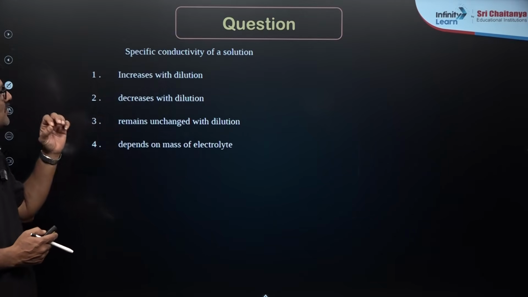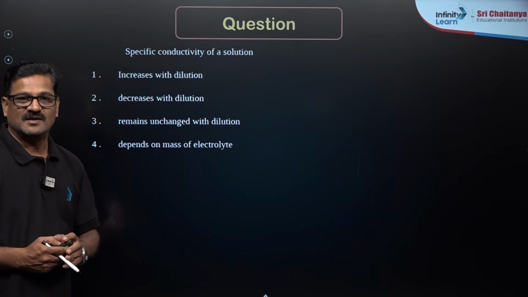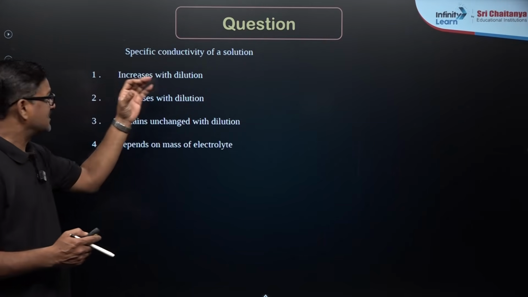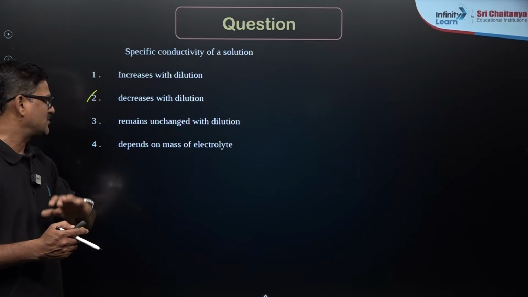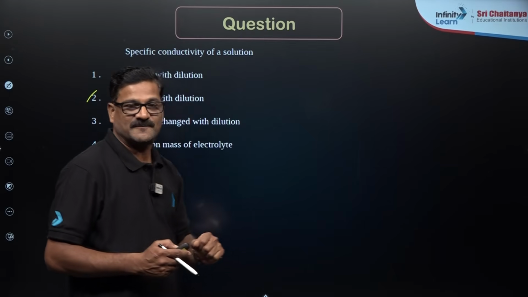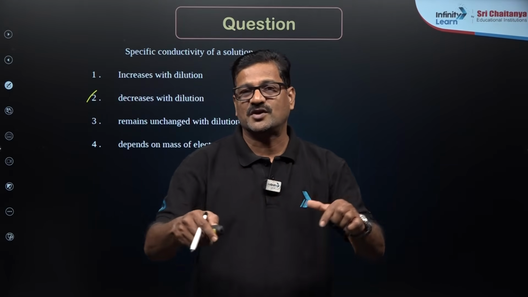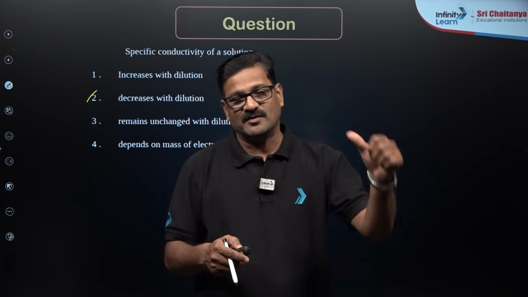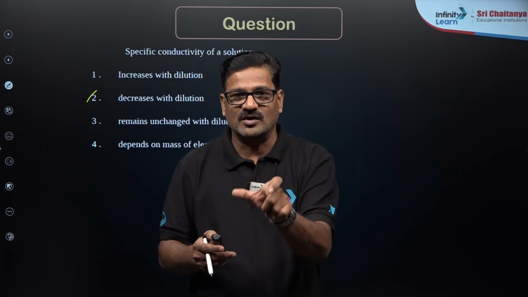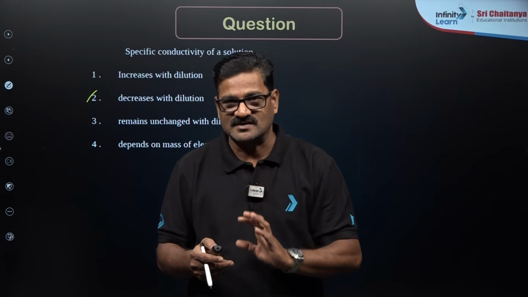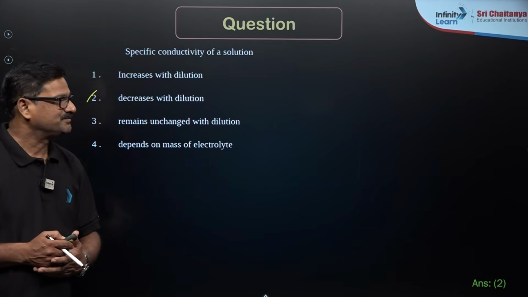And the question is asking about specific conductivity of the solution. Increases with dilution, decreases with dilution, remains unchanged with dilution, depends on the mass of the electrolyte. Specific conductivity is the conductivity of 1 cm cube of electrolyte. If you dilute it, the number of ions in the given volume of the electrolyte is decreased. So conductivity decreased. Option 2 is going to be the correct answer for this question.